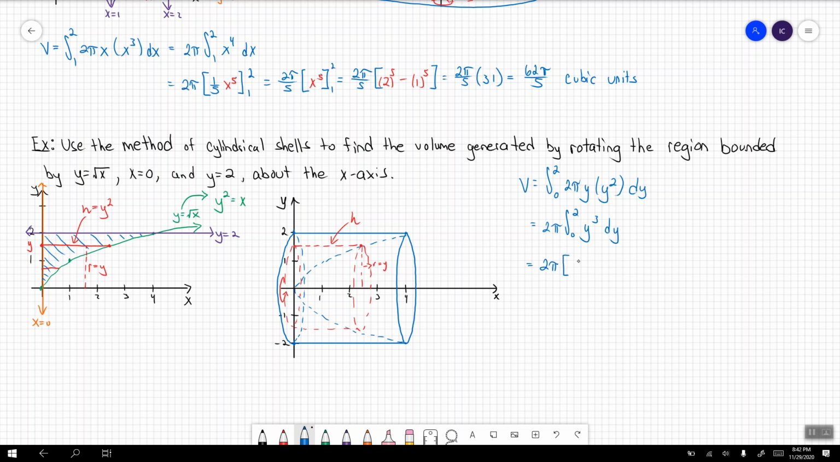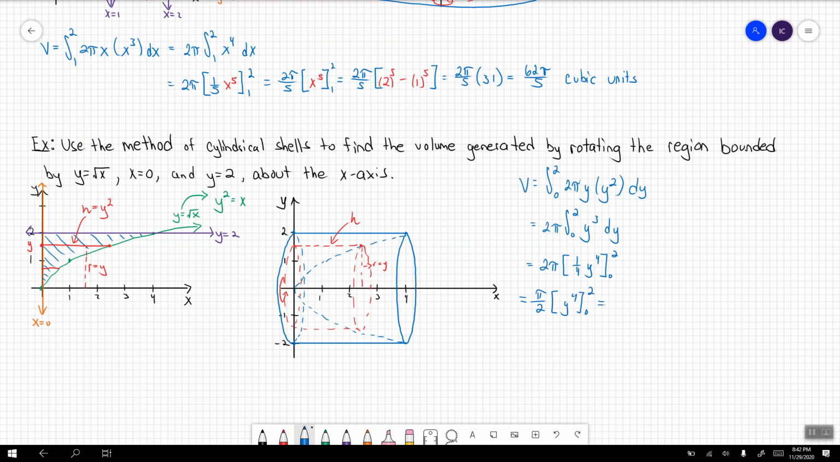Now, doing this will get us 1/4 y to the power of 4, evaluated from 0 to 2. 1/4 is a constant. I'm going to factor that out, so 1/4 multiplied by 2 pi, that's going to get us pi halves. And then we're going to evaluate y to the 4th from 0 to 2.